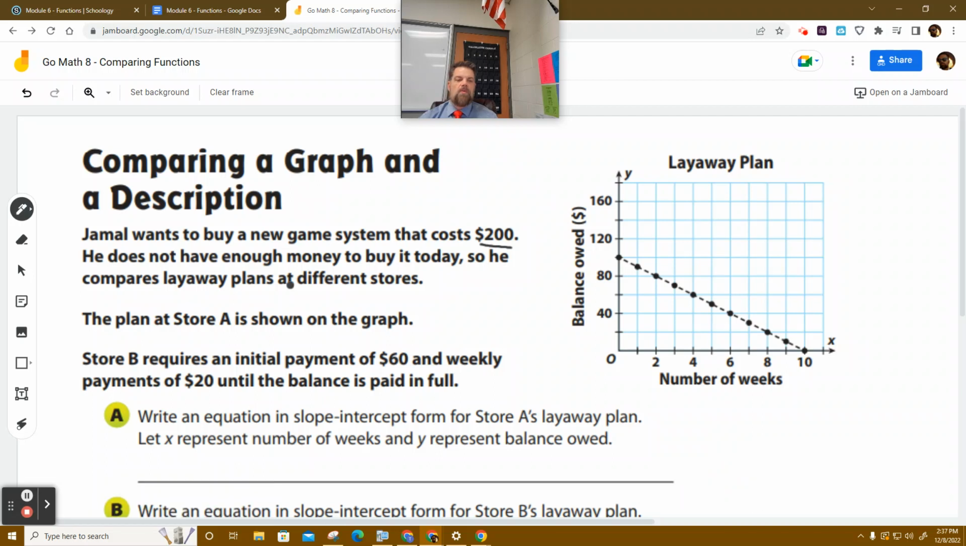All right, so Jamal wants to buy a new game system for $200. He does not have enough money to buy it today, so he compares layaway plans at different stores. Store A is shown in the graph.